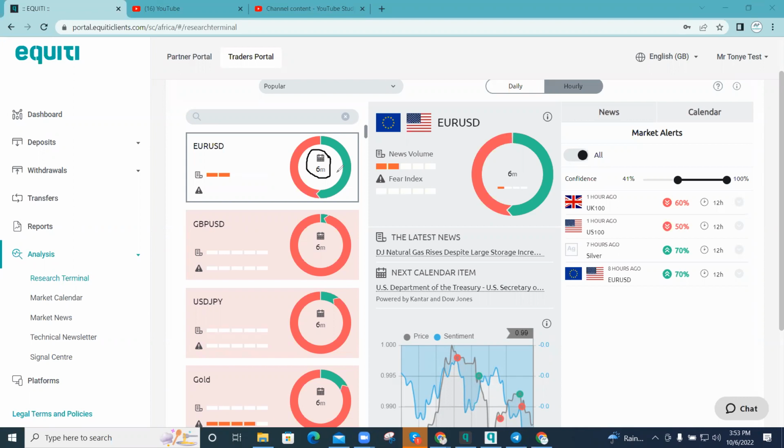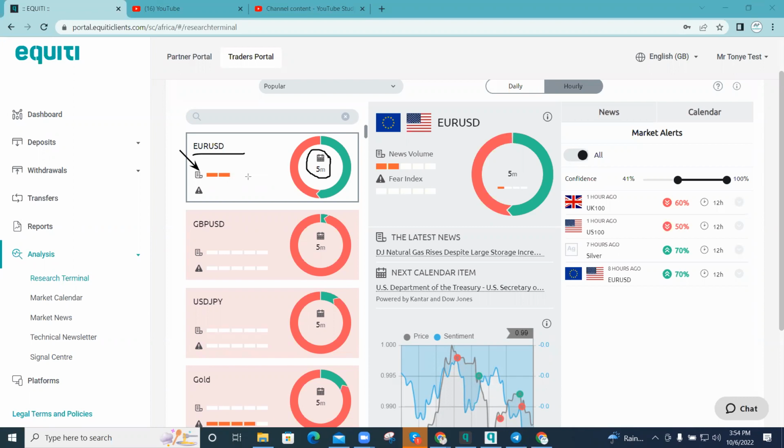We don't know, but we know that there is news that is going to affect Euro USD in the next 6 minutes. So we're talking about the news volume, which is this. We simply are talking about this one here, the impact level of the news. So this news that we're expecting in the next 5 minutes is perhaps a low impact news.